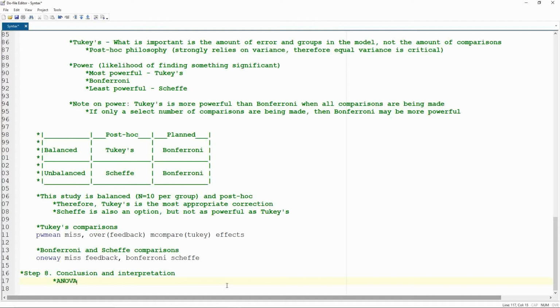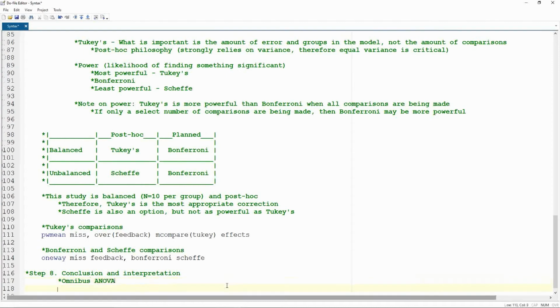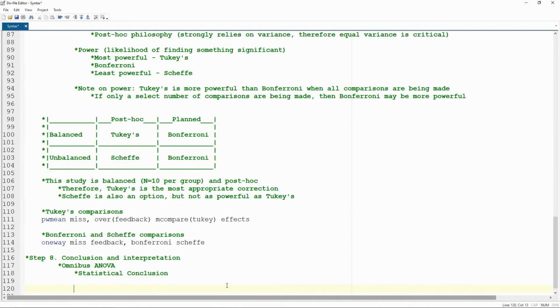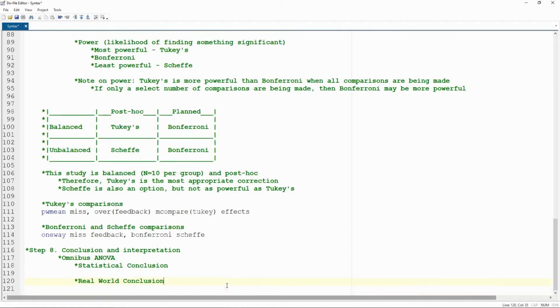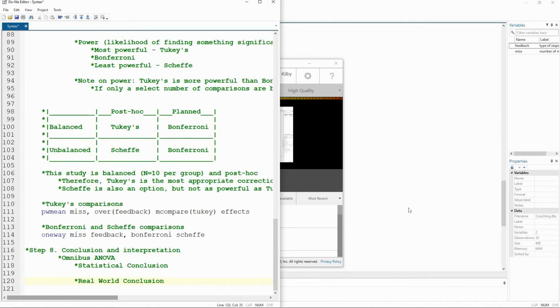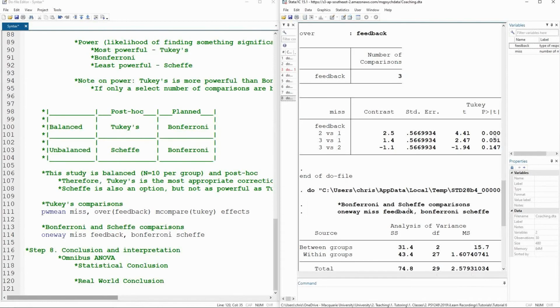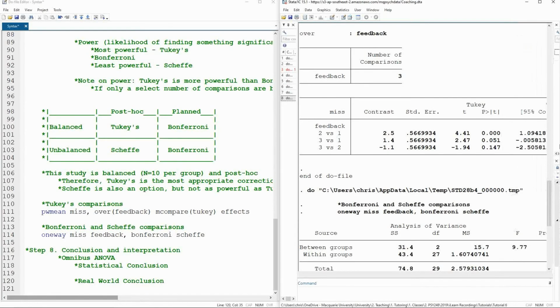So we needed a conclusion for our omnibus. And this needs a statistical conclusion and a real-world conclusion. Of course, you can combine these. I just like to separate them out. So now, let's see if I can get all of this in.